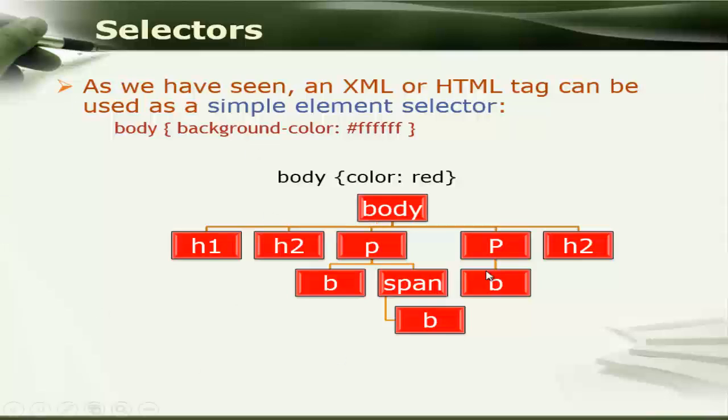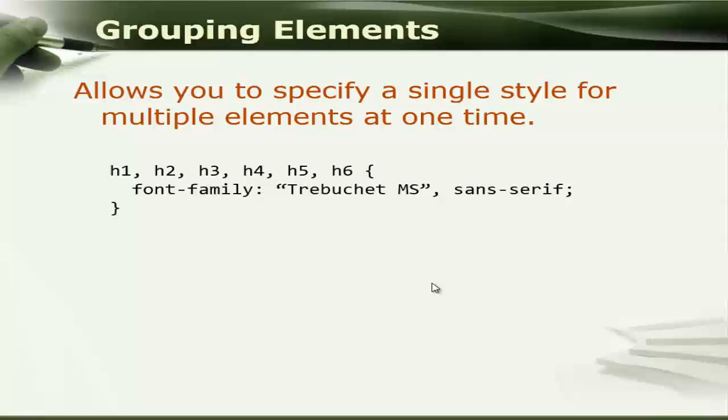So suppose you say the body here is red, and if you don't want the body to be red for this one, just override the color red and supply some other color. From that point onwards, the color will change. So this is how we can use the selectors.